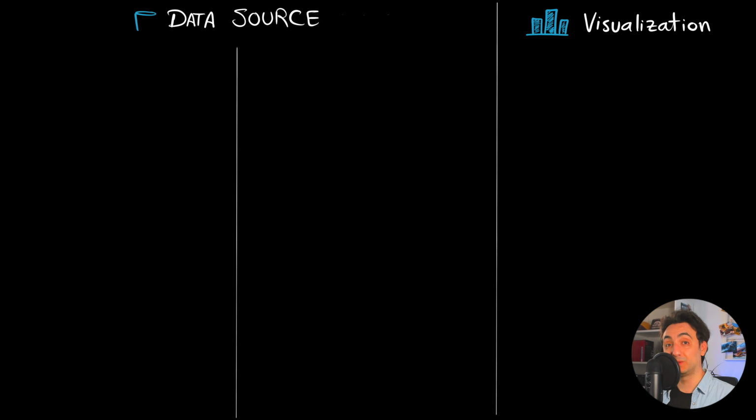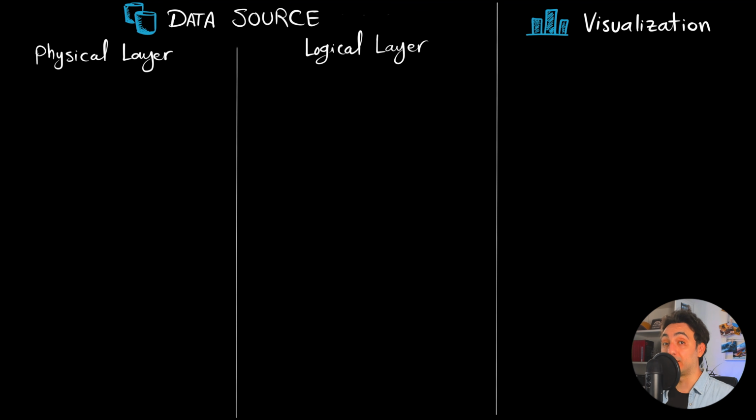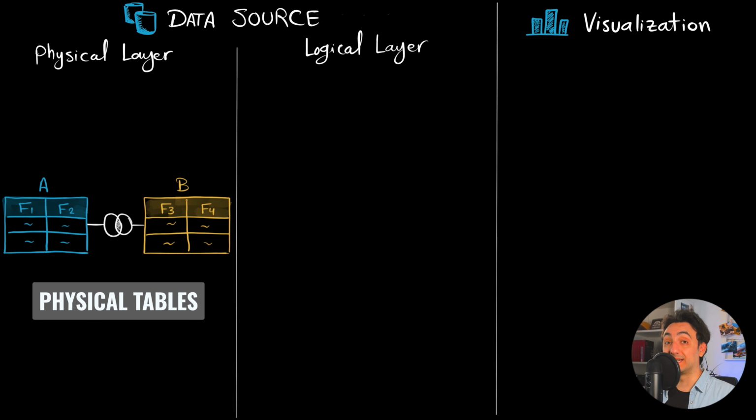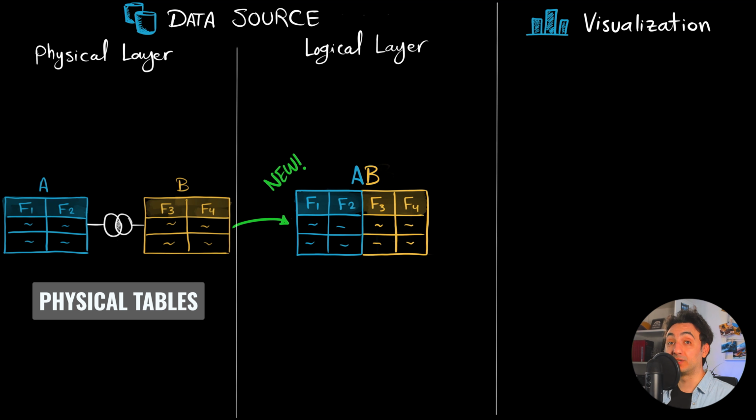And now I want you to understand how joins work in Tableau and what can happen in the background once we join tables. So we have the data source, we have the visualizations, and inside the data source we have the physical layer and the logical layer. In the physical layer, we're going to join both of the tables A and B, and once we do that, Tableau is going to create one new combined table, A and B, in the logical layer. This table, we call it a logical table, which contains data from both tables.